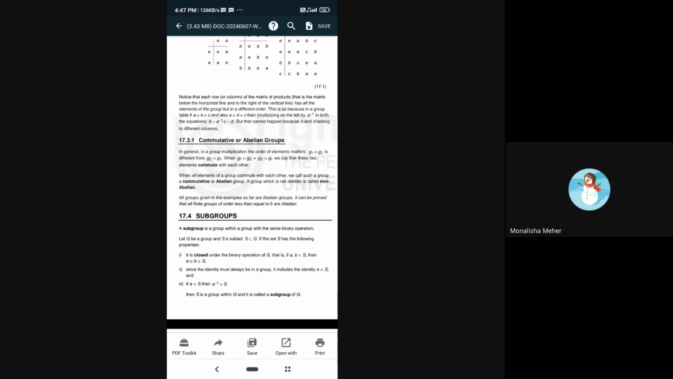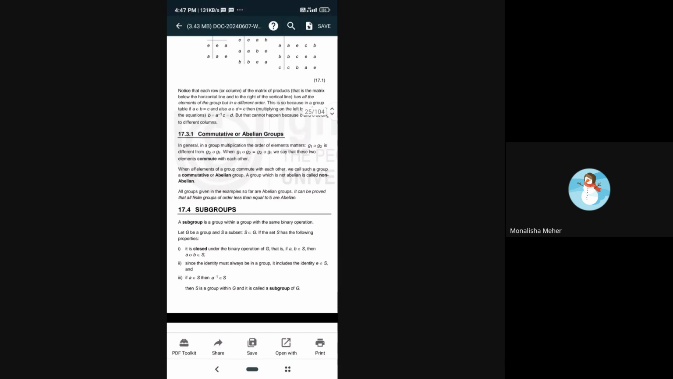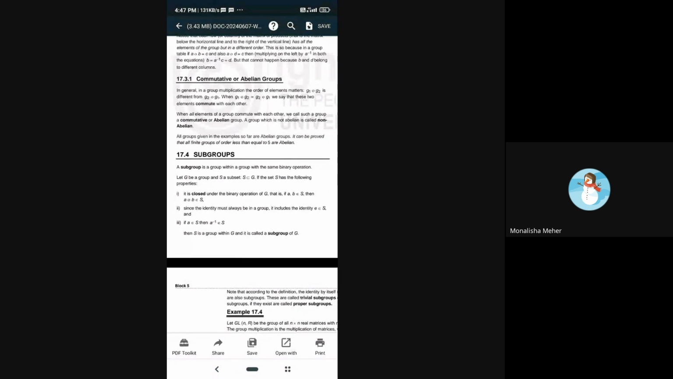If the set S has the following properties, that is, it is closed under the binary operation of G, that is, if a, b belong to S, then ab belongs to S; since the identity must always be in a group, it includes the identity e belonging to S; and if a belongs to S, then a inverse belongs to S. Then S is a group within capital G, and it is called a subgroup of G.